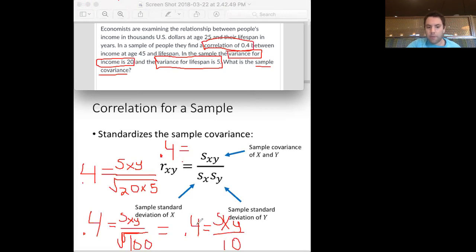Now, in order to solve for the covariance, we can cross multiply, or we can simply multiply each side by 10 in order to get rid of this denominator. So I'm going to multiply by 10, which crosses out the 10 here, and I'm going to multiply the left side by 10 as well. So now we get a final answer of the covariance, s sub xy, is equal to 4, which is our final answer. And that's how you complete this question.